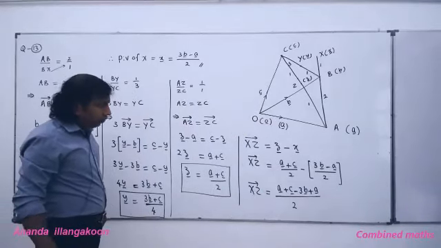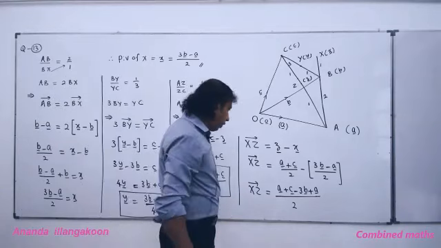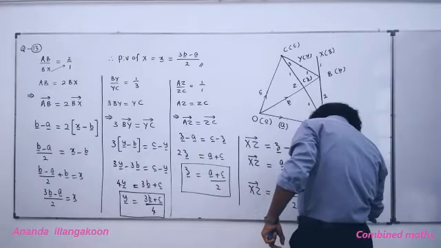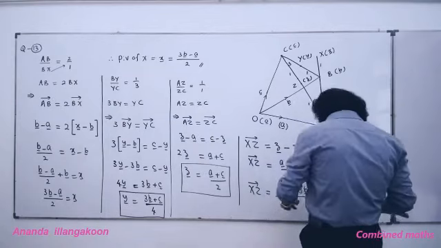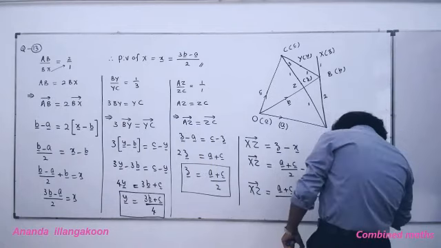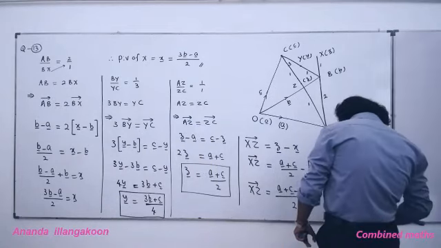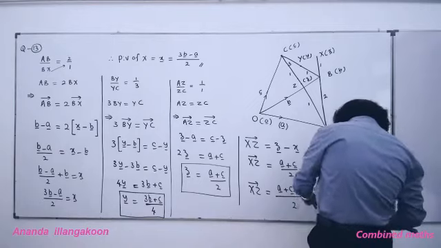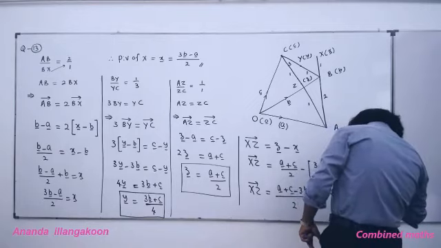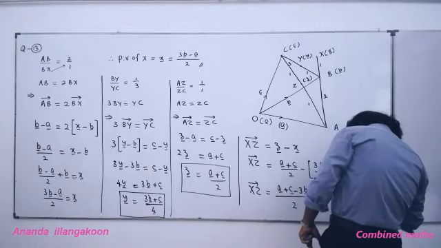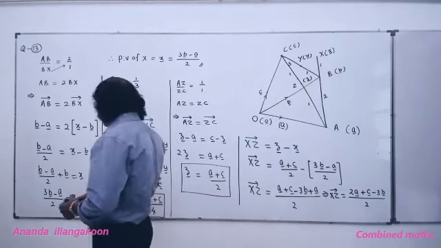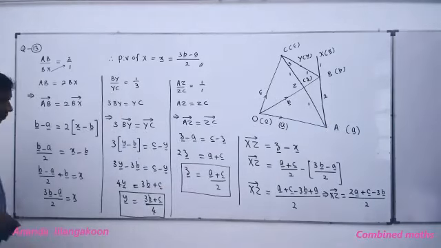Once you simplify this, what do you get? We get for this xz vector something like this. This a and this a make 2a, and here plus c and minus 3b divided by 2. This is the xz vector.